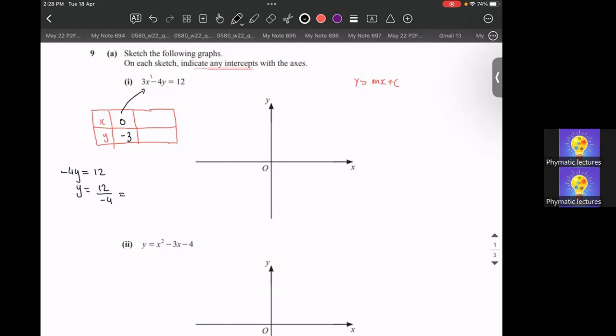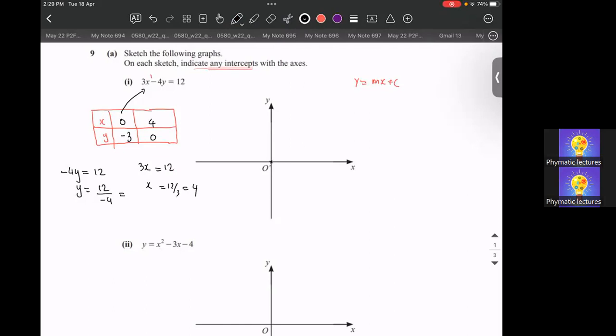Now, you substitute the y coordinate as 0. So 3x is equal to 12, because automatically minus 4y becomes 0. So x is equal to 12 by 3, that is 12 divided by 3, and we get 4. So that means the x coordinate is 4. So 2 points are now known for us.